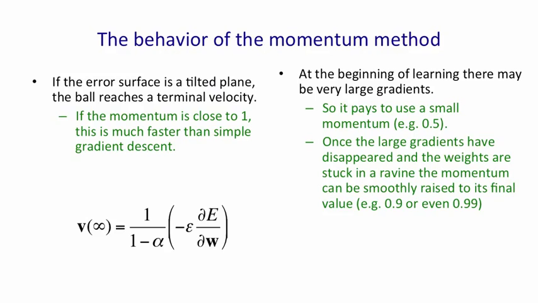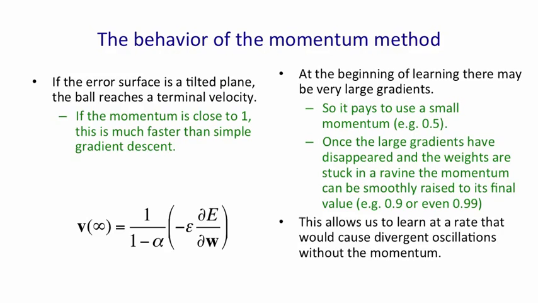Once the large gradients have disappeared, and you've reached the sort of normal phase of learning, where you're stuck in a ravine and you need to go along the bottom of this ravine without sloshing to and fro sideways, you can smoothly raise the momentum to its final value, or you could raise it in one step, but that might start an oscillation.